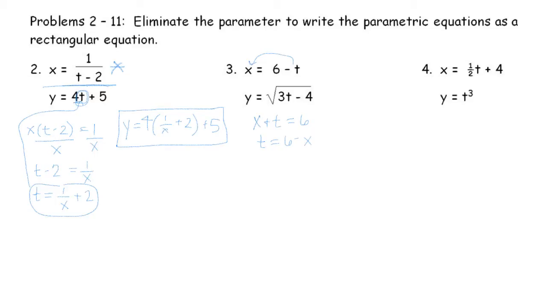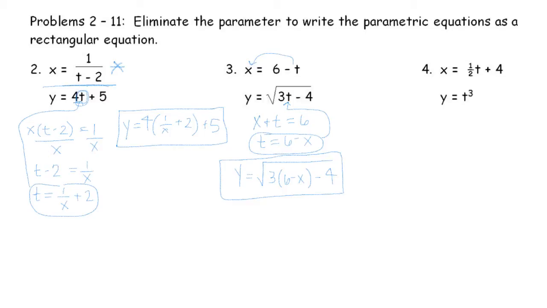And then we're going to take this value that we found, and we're going to sub it in. So I have y equals the square root of 3 times t, but in place of t, I'm going to put 6 minus x, and then minus 4. And again, don't do anything else to this equation. Leave it just like it is. All right, moving on to this other step.